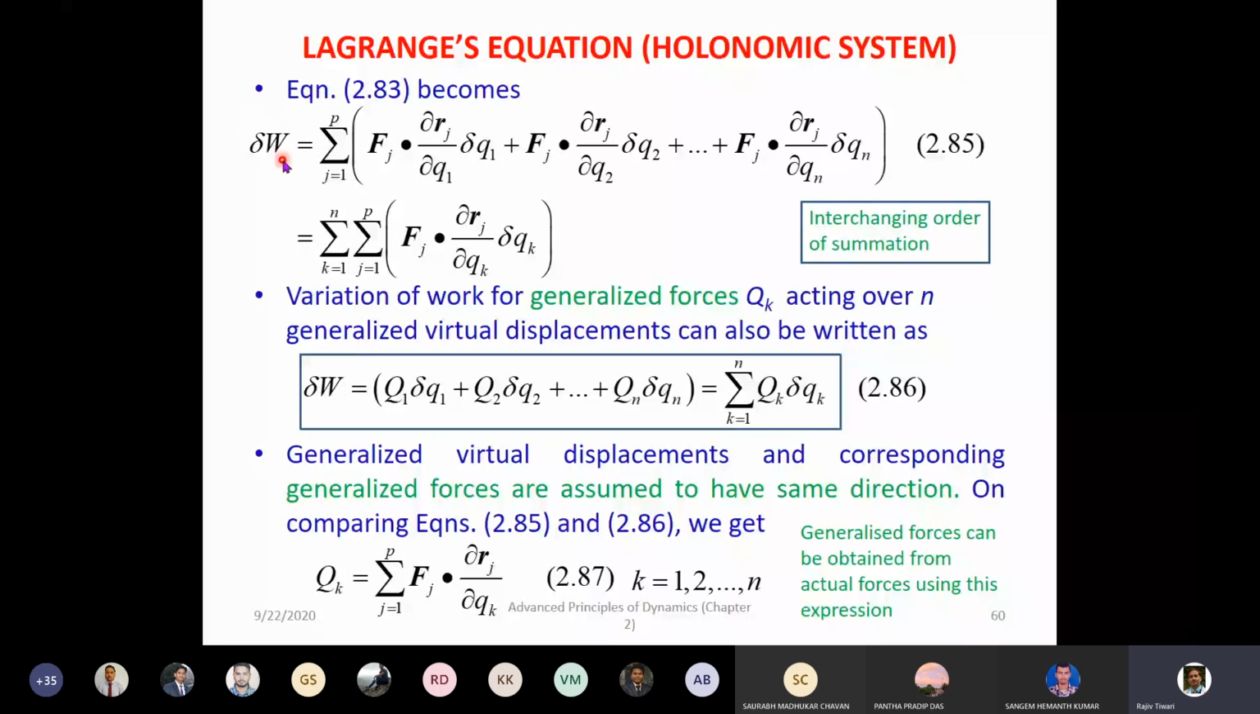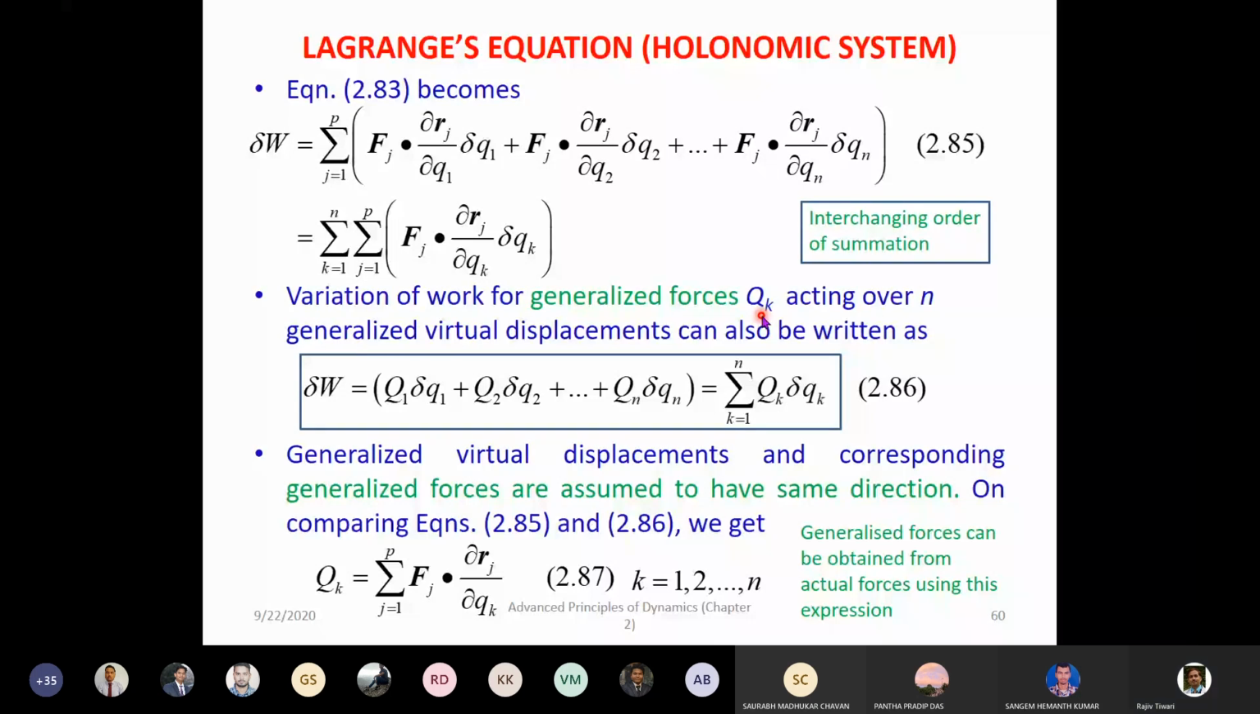So this expression for the virtual work is based on the actual external force on the system. Now I want to introduce a new force. This is a hypothetical force, the generalized force, Qk. This generalized force is similar to the generalized coordinate, in the sense that these forces are acting along the direction of the generalized coordinate, and they are n in number.